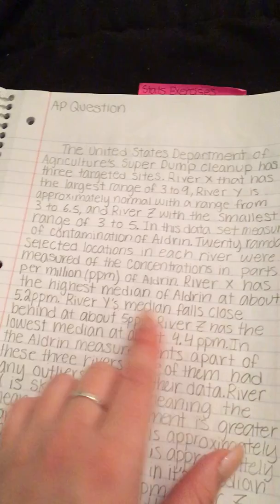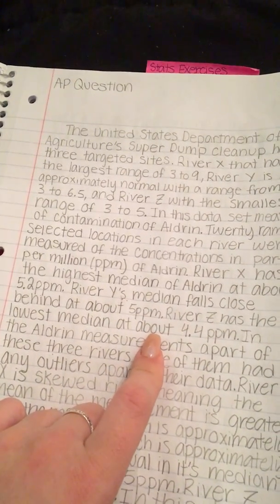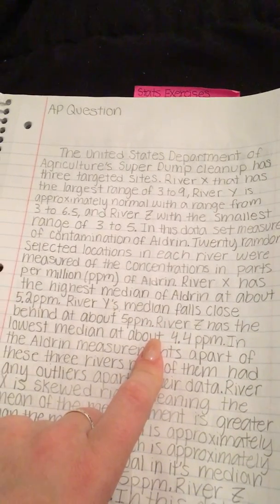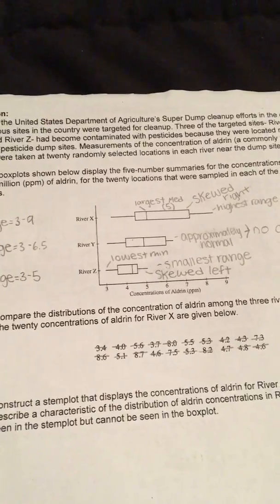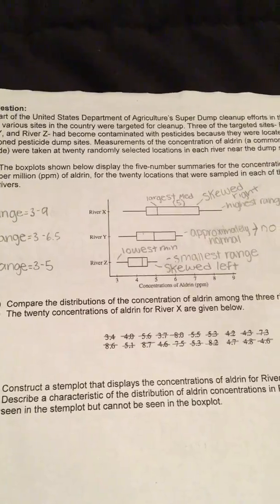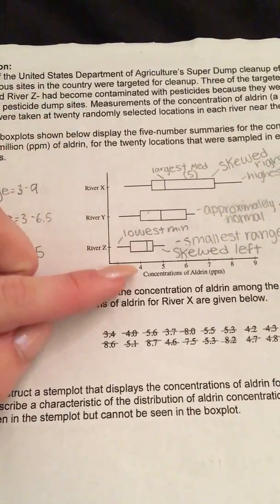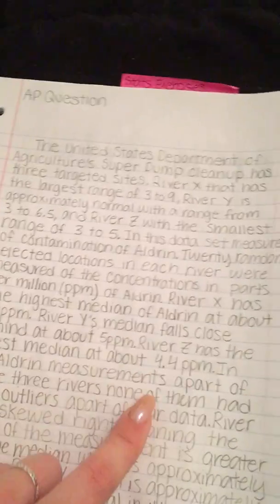River X has the highest median of aldrin at about 5.2 ppm. River Y's median falls close behind at 5 ppm. River Z has the lowest median at about 4.4 ppm. So our median is very important when we're looking at the center of the data. That is just an average of where we think they are, so I made sure to include that.